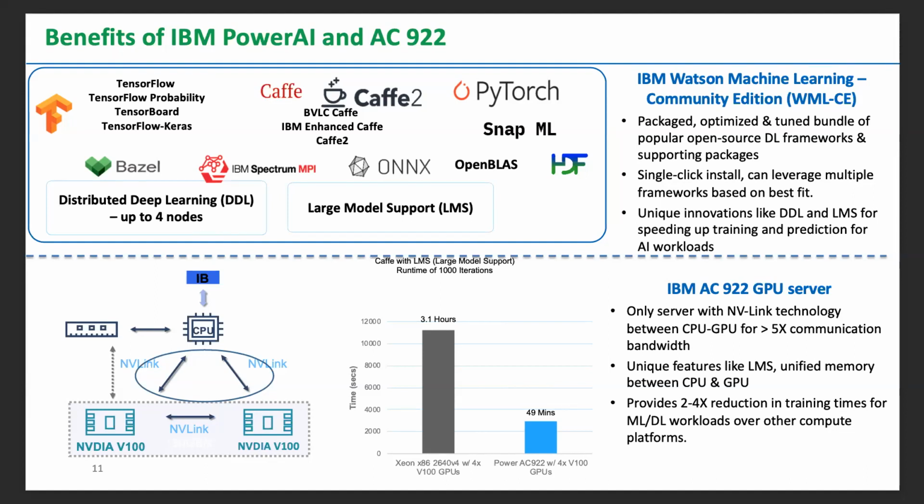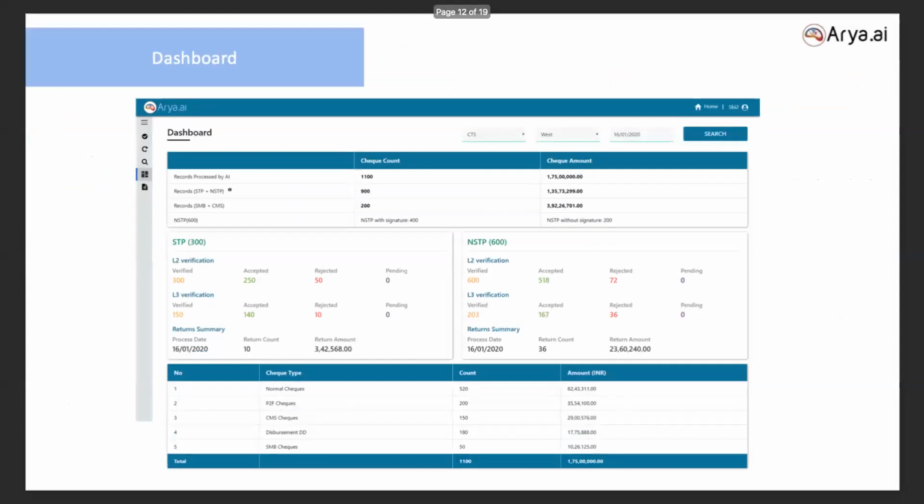So there are many more points to discuss, and we have also seen a comparison of what we tried on normal Xeon servers versus Power 9. With the Power 9 server we got around 50 minutes of training time, whereas for normal Intel based servers we got around 3 to 3.5 hours.